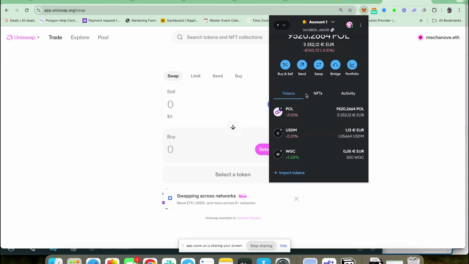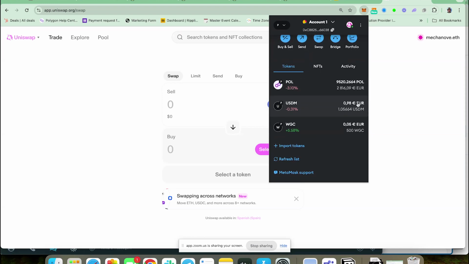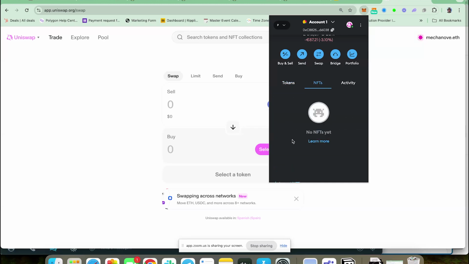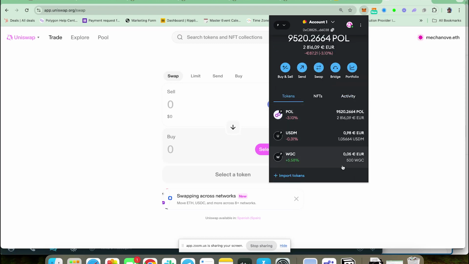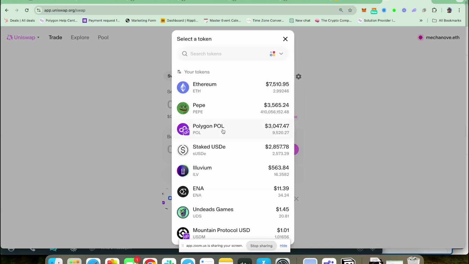So in Polygon, I have about 9,000 POL, $1 in USDM, which is a crypto dollar, and 500 WBGC, which I don't know what it is. So these are tokens. Then I could have NFTs here, and here I can see all the activity that is happening. So what I'm going to do is play with the tokens that I have here, for instance with POL, which is the token from Polygon. So here, instead of Ethereum, I need to go to POL, okay?